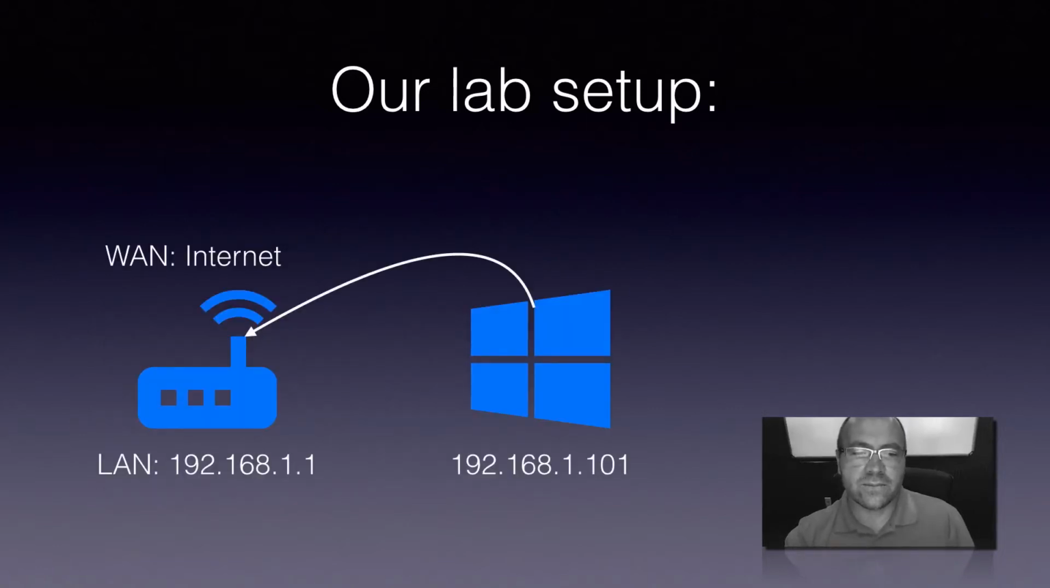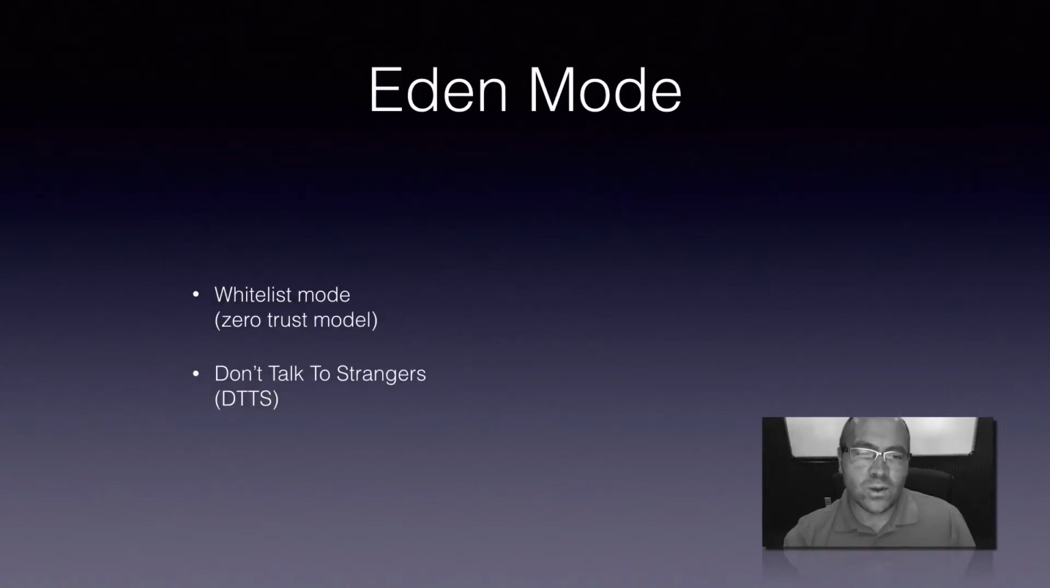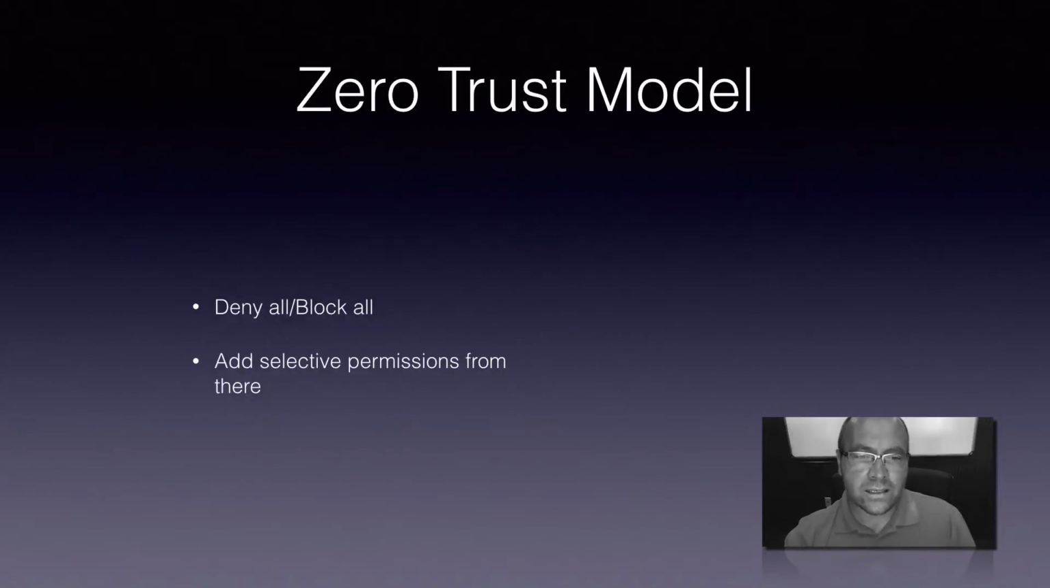Now, Eden mode is what we call the combination of when DNSthingy is provisioned for a device in this zero trust model or whitelisting mode, along with a feature that we call don't talk to strangers. And here's what that means. The zero trust model or whitelisting is simply the methodology where you deny all or block all, and then you add selective permissions from there.